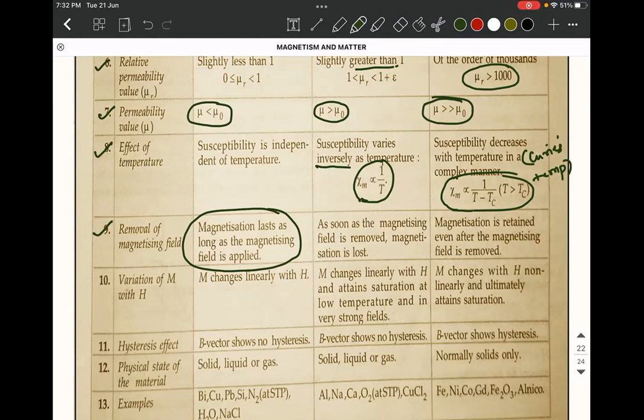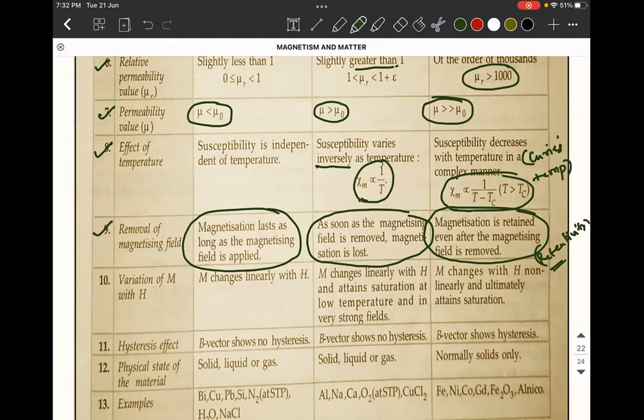Similarly, a paramagnetic substance will also lose magnetization as soon as you remove the external magnet. Whereas a ferromagnetic substance is going to have magnetism existing for a longer duration. And this property is what is called retentivity. This is called retentivity.